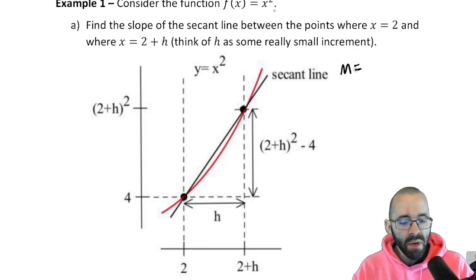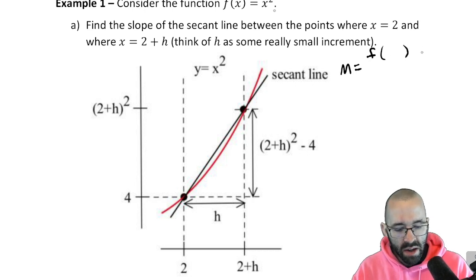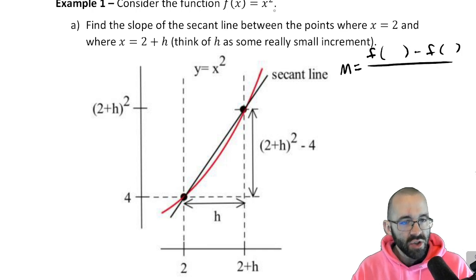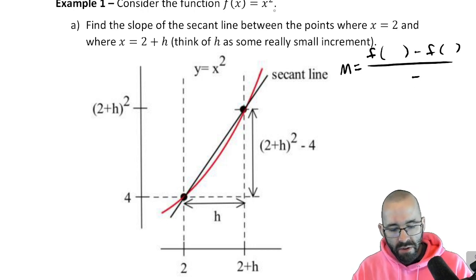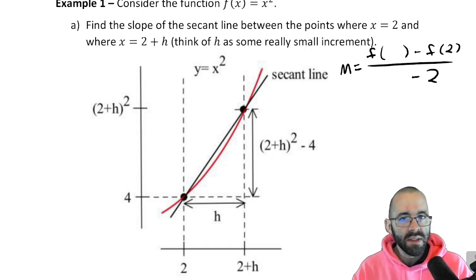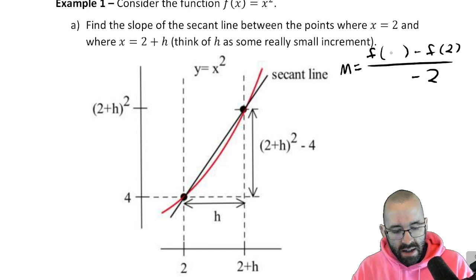We know that the slope of the secant line is just going to be the change in y, so f of the second point minus f of the first point, divided by the change in x. It's just rise over run. Well, the first point, x is 2. What's the second point? x is 2 plus some small little increment.